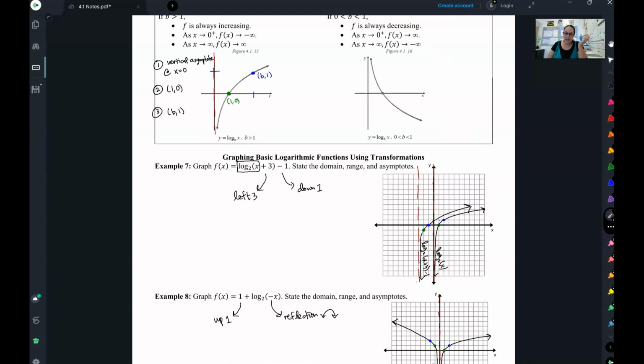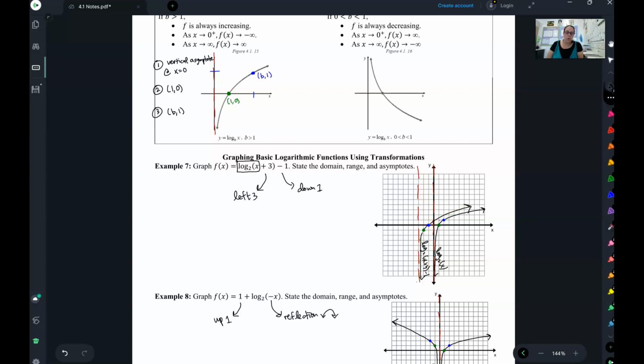Okay, let's see how you did. I have my basic logarithm. I wanted to move my asymptote left 3, so I did. It doesn't really make sense to move it down 1. Green point left 3, down 1, and blue point left 3, down 1. And that gives me that shape.